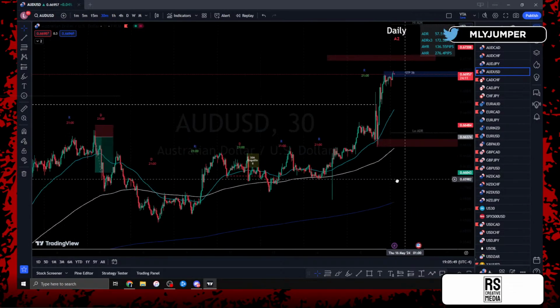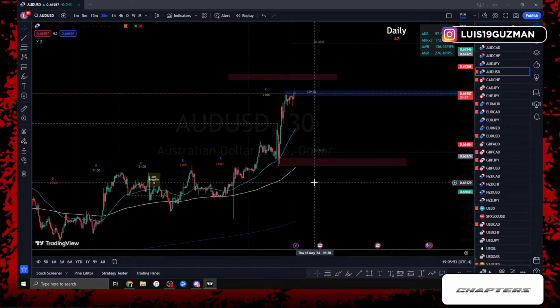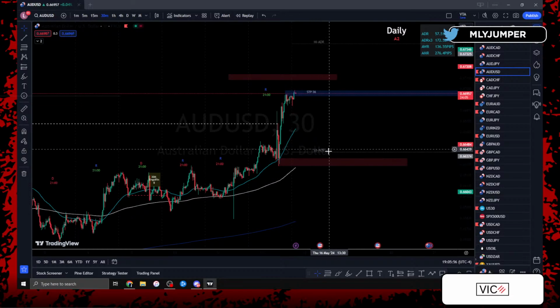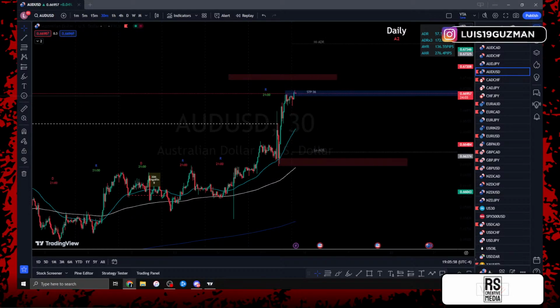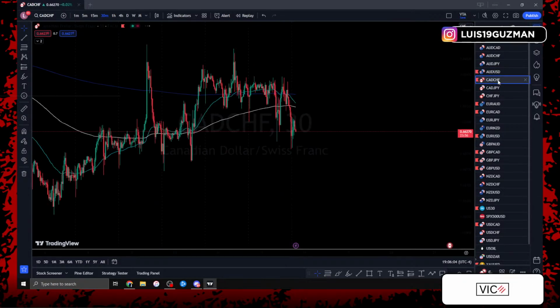So when do I want to start looking for sells? Once price gives me a little change of character and a break of structure, at least to get a small pullback into the zone, that's when I'll start looking for sells on AU. So for now, we're going to skip that and go on to the next one. We don't have to update anything in the 30-minute.